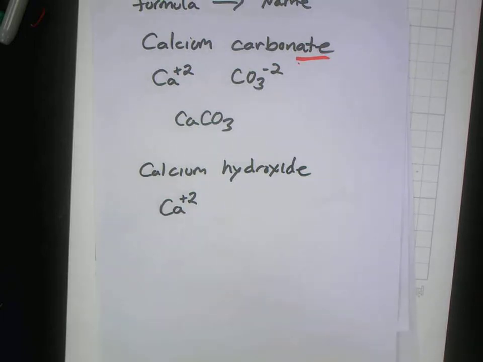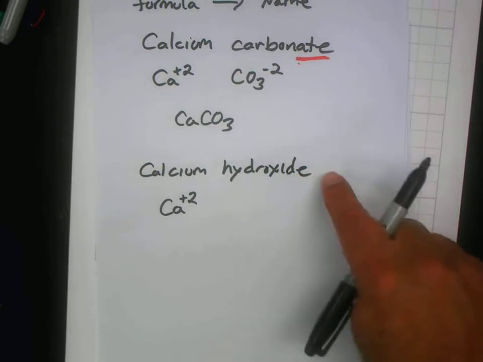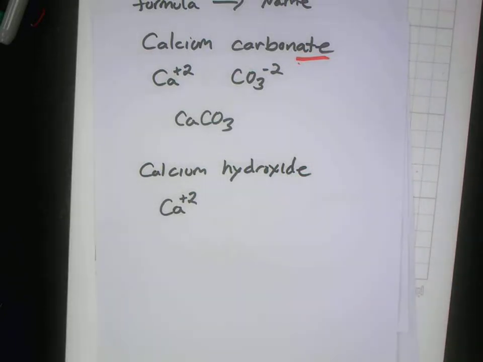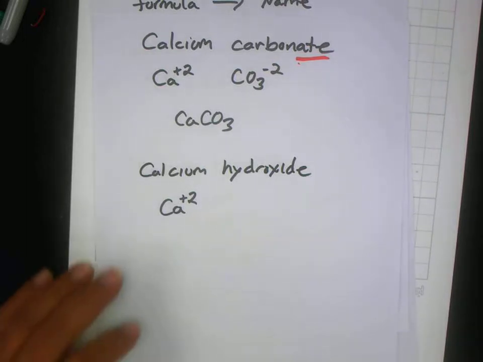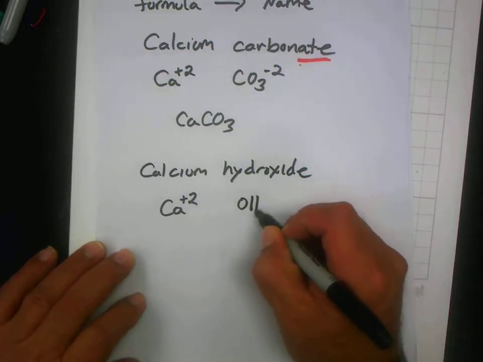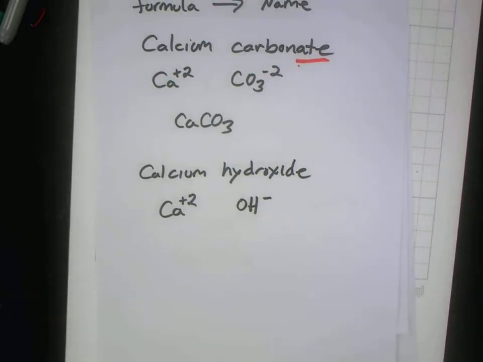But now our counter ion, our anion, is different. Now we have hydroxide. So what's hydroxide? This one doesn't end in ATE or ITE, but it's one of the 2 that actually ends in IDE. It's a polyatomic ion. Here's your hydroxide right here. It's OH with 1 negative charge, so I can write this as OH with 1 negative charge.